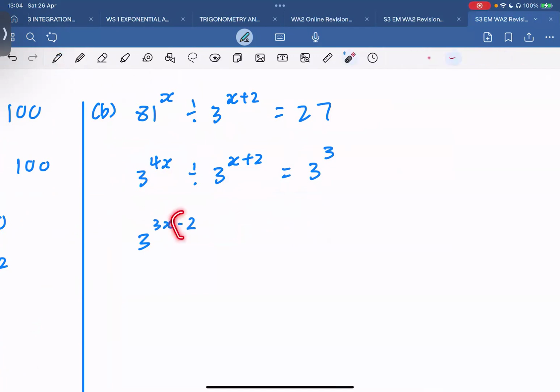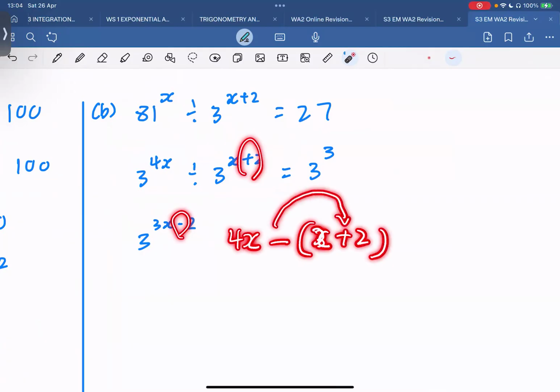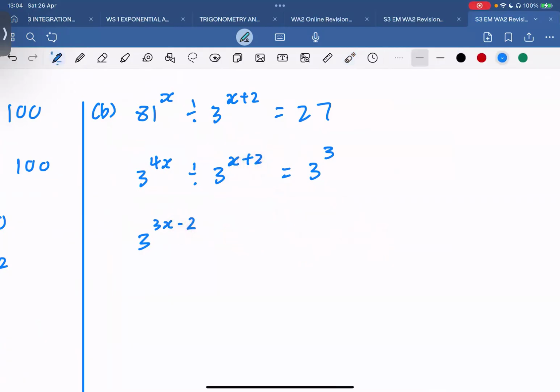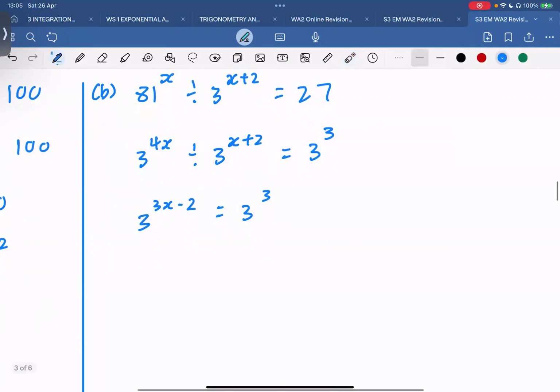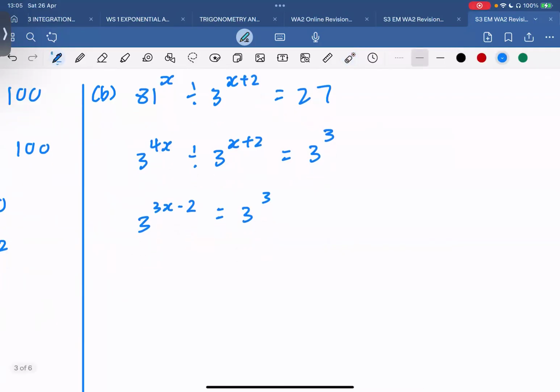Okay, take note of the sign change, right? Because we have 4x minus x plus 2. Okay, the minus must distribute to the plus also. Then now we can just compare the power since the base is the same. So therefore, 3x minus 2 equals to 3. So x must be 5 over 3.